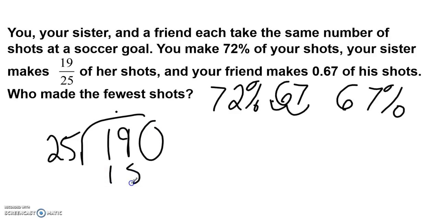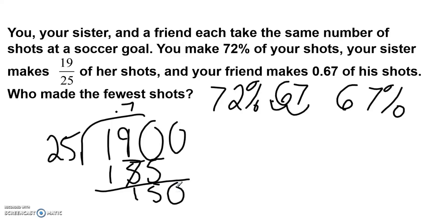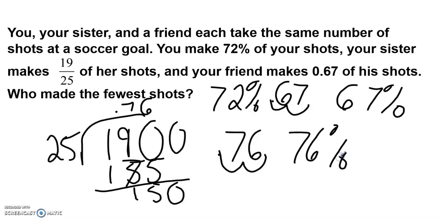So 19, put 25 out here, dot, add a 0. 175 will work. Okay. So 175, that is going to be 4 plus 3, so that is 7. This is 15, bring down a 0. That goes in there 4 plus 2, 6 times. So that is 0.76, which is 76%. So it looks like your sister beats you, but your friend is the lowest, has the fewest shots. So your friend is the answer.